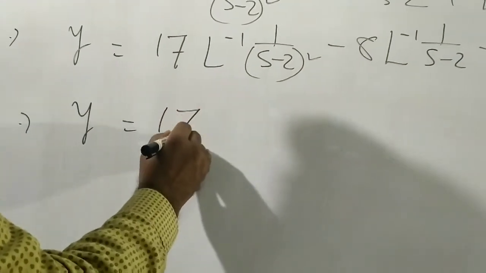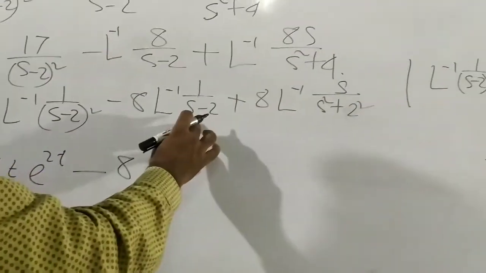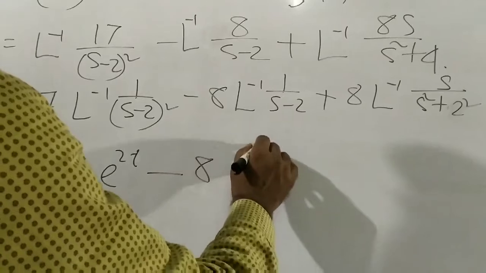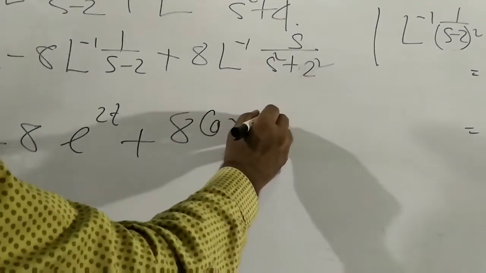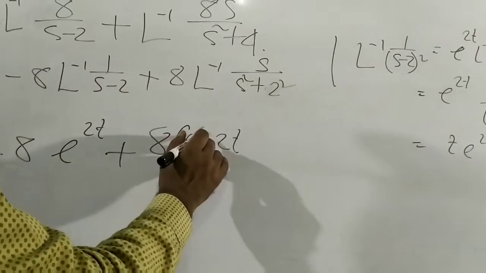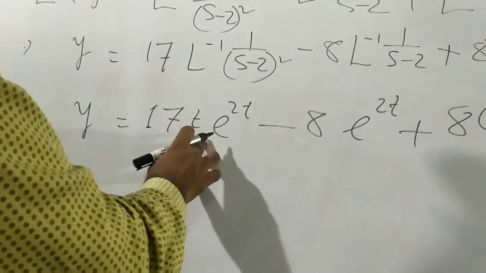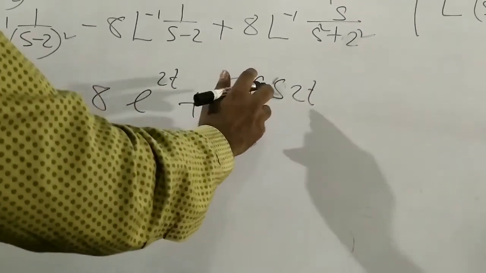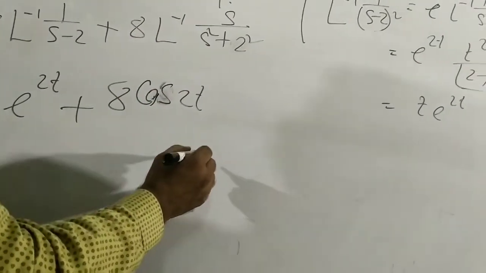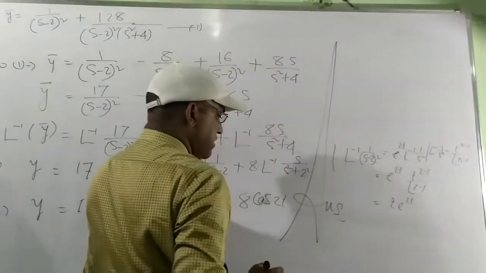We put this ready-made result here. So y equal to 17 t e to the power 2t. And for 8, this is our direct formula: 1 by s minus a gives e to the power at. And for s by s square plus 2 square, we get cos 2t. So y equal to 17 t e to the power 2t minus 8 e to the power 2t plus 8 cos 2t. And this is the final answer, because this is the ending of the problem.